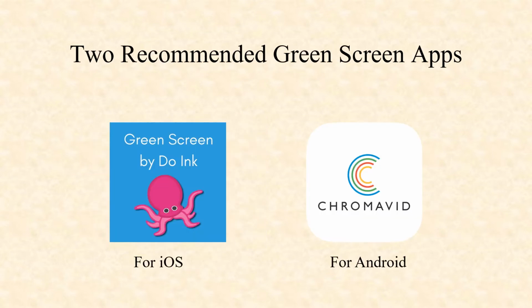To use a green screen within your classroom, you certainly need to have a green screen and also a camera, some device that is capable of shooting and working with video, such as a phone or a tablet device. And finally, you also need to have a green screen app. Here are two apps that I can recommend. Green Screen by Doink is a great, easy-to-use, powerful app for iOS. And also ChromaVid is the same if you're working on Android. Both are low-cost apps.